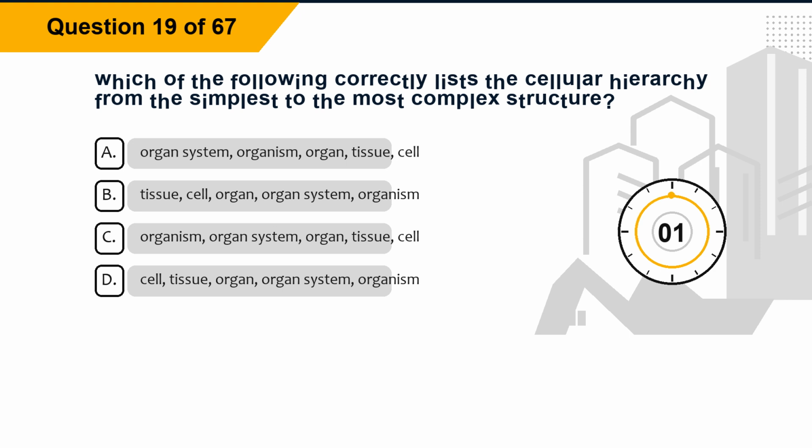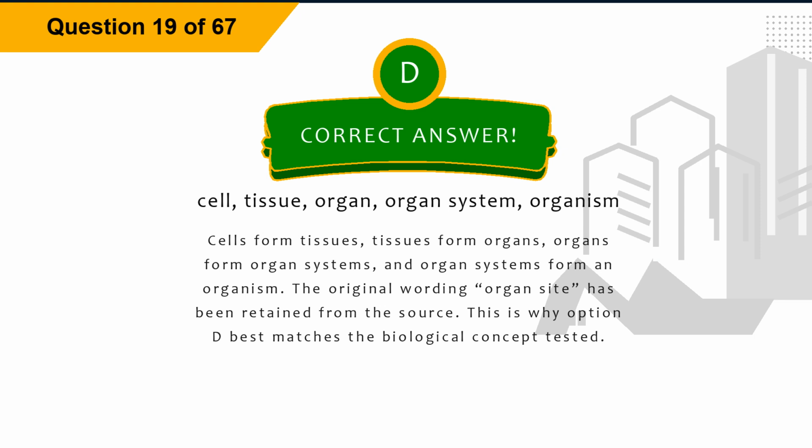The correct answer is option D, cell, tissue, organ, organ system, organism. Explanation. Cells form tissues, tissues form organs, organs form organ systems, and organ systems form an organism. The original wording has been retained from the source. This is why option D best matches the biological concept tested.